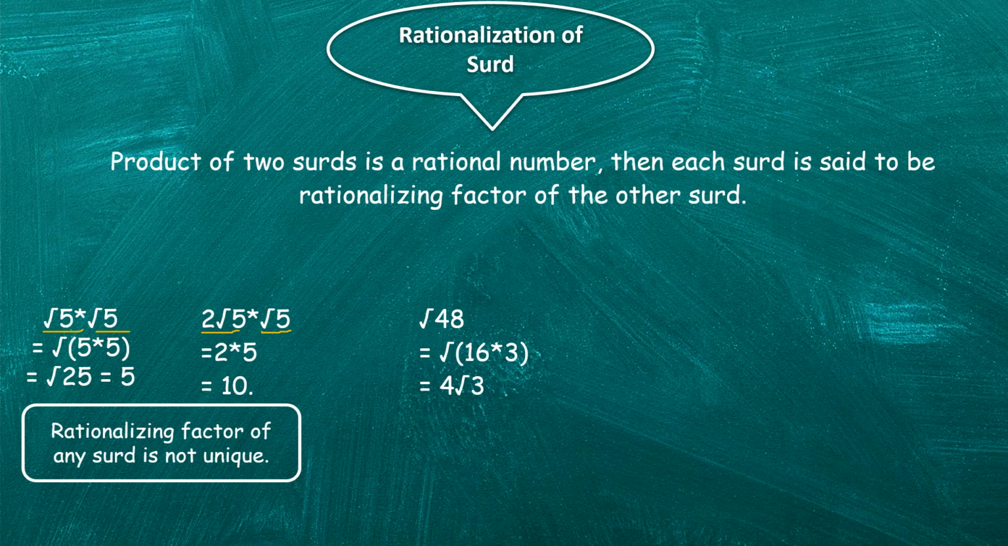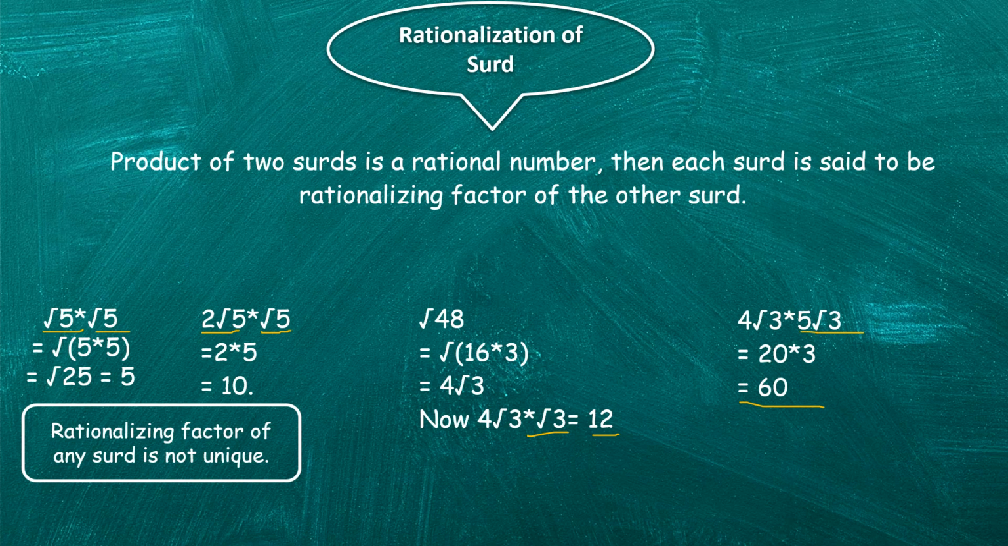We'll multiply this with root 3. What we'll get is a rational number, and we have multiplied with an irrational number. Again, if we multiply 4 root 3 by 5 root 3, we'll get a rational number, and 5 root 3 is an irrational number. In this, root 3 is the simplest form. It is the simplest factor.